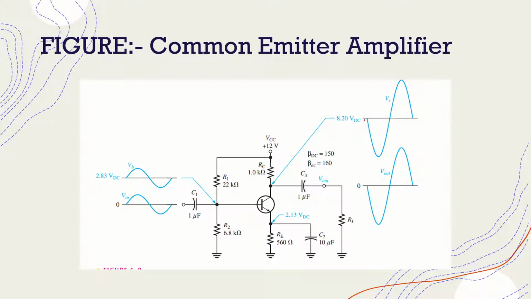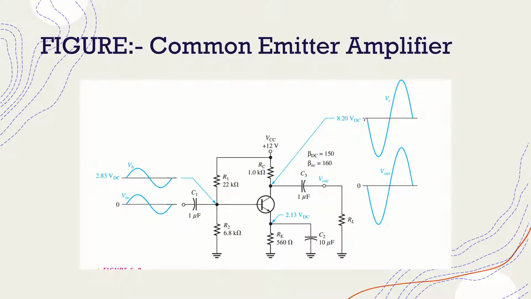In this slide, we can see the figure of common emitter amplifier. The common emitter amplifier with voltage divider bias and coupling capacitors C1 and C3 on the input and output, and a bypass capacitor C2 from the emitter to the ground. The input signal V input is capacitively coupled to the base terminal. The output signal V out is capacitively coupled from collector to the load.